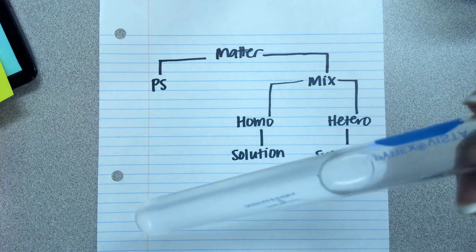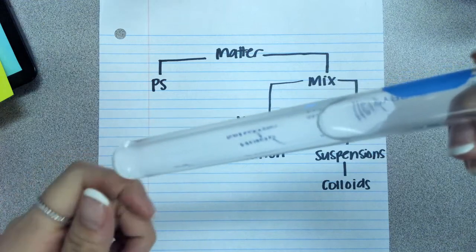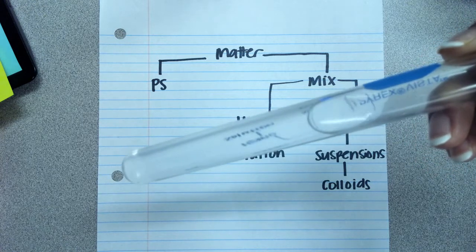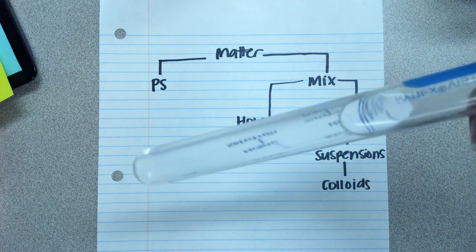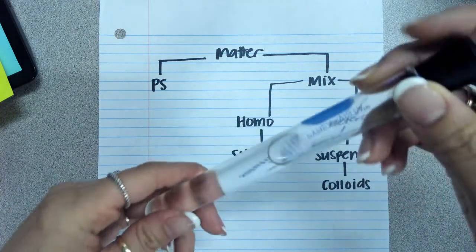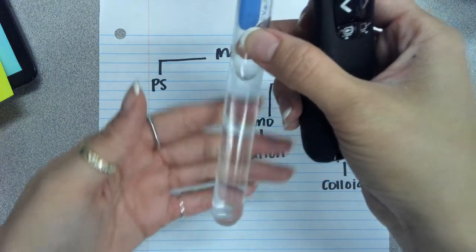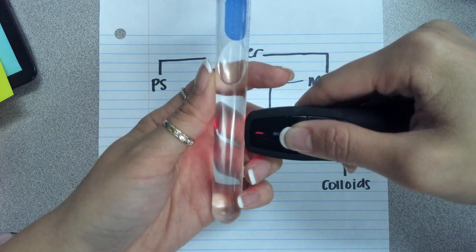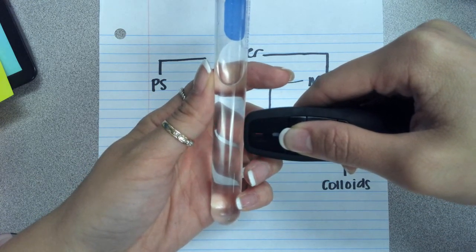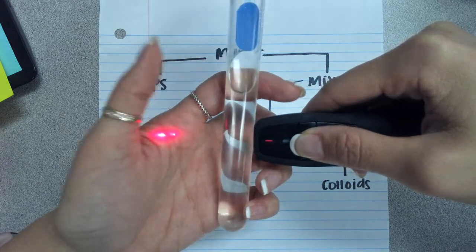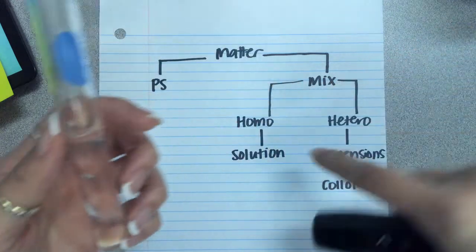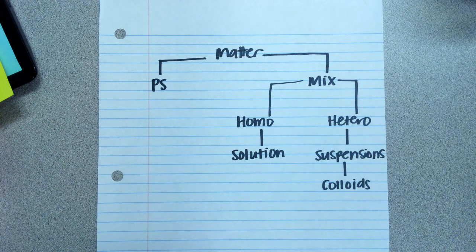The other thing that we want to pay attention to is that solutions don't exhibit the Tyndall effect. The Tyndall effect is the ability to disperse light. I have a laser here, and I don't know if it's going to show up well in the video. But basically, if I put a laser through it, you can see that it does go through it, but you don't see the beam in the solution right there. So it does not exhibit the Tyndall effect. And we'll see that these other mixtures will exhibit the Tyndall effect, and you'll see what I mean in a second.